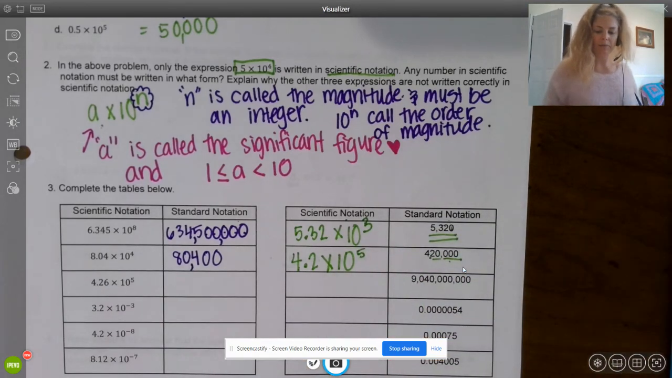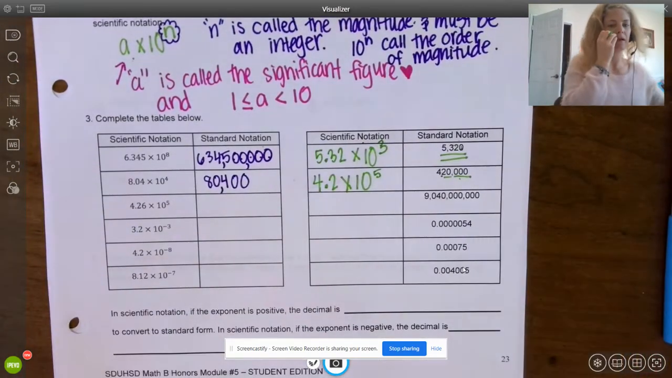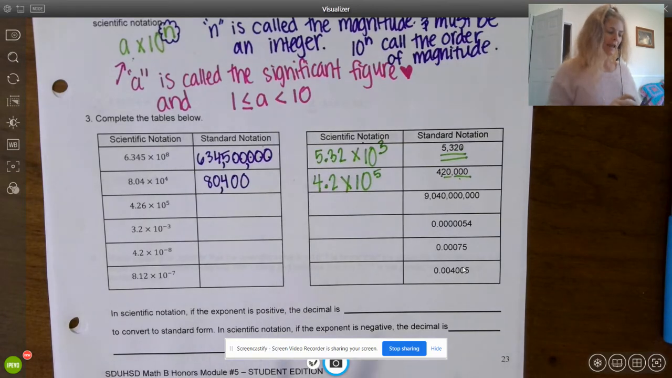So let's look at a number that's getting really big or really small, and that's going to deal with negative exponents.